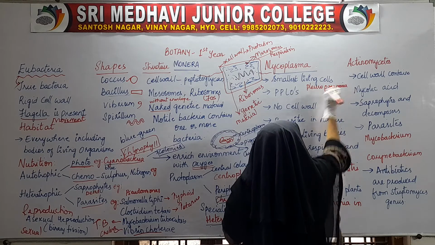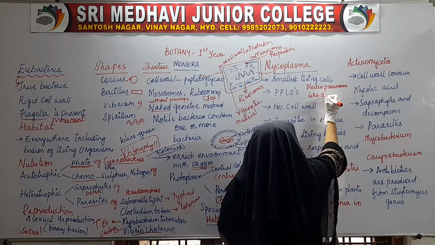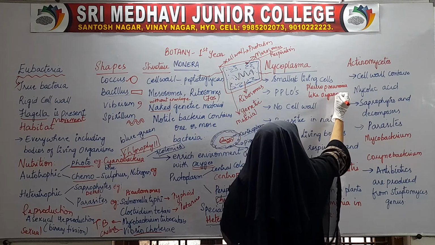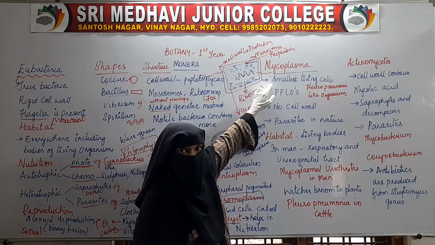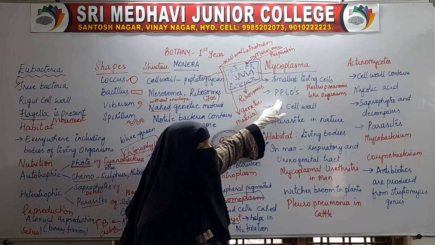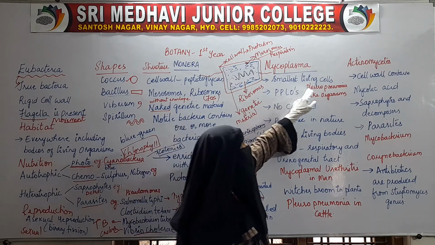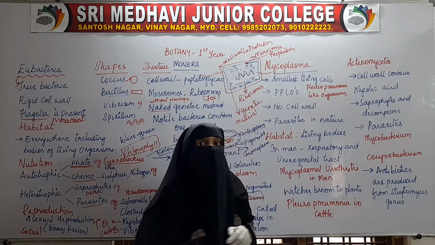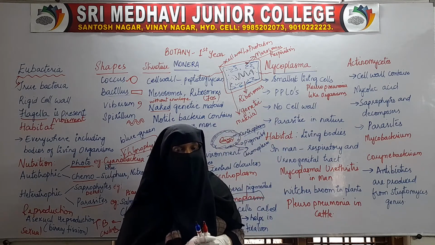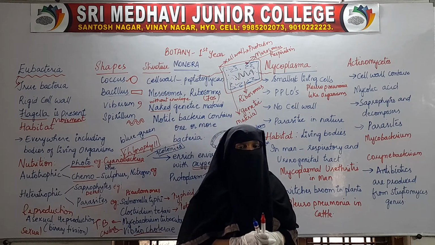pneumonia like organisms. These are the smallest living cells or smallest living bacteria. They are also called PPLOs, that is pneumonia like organisms. They do not have a cell wall.